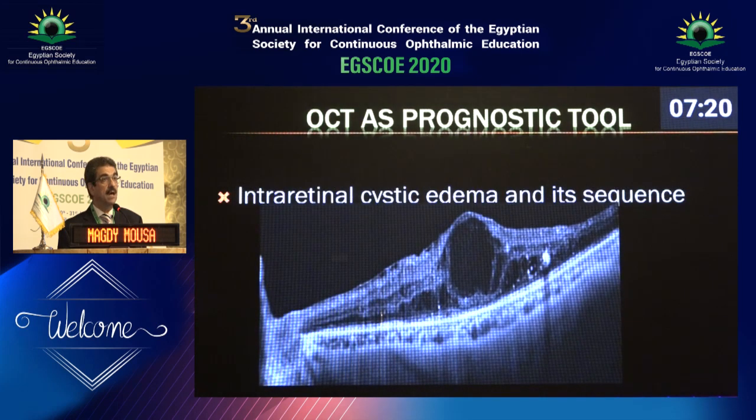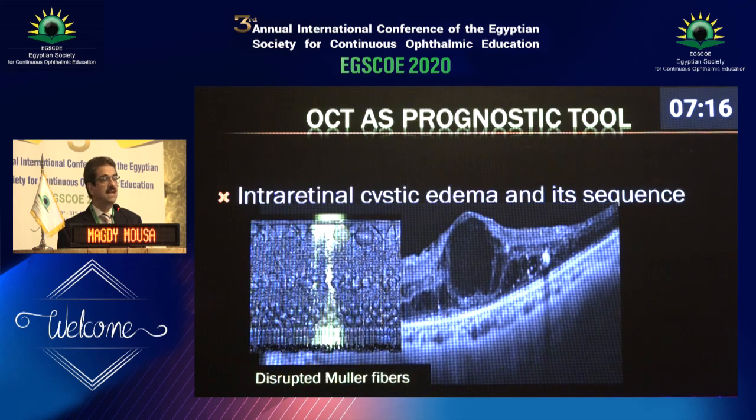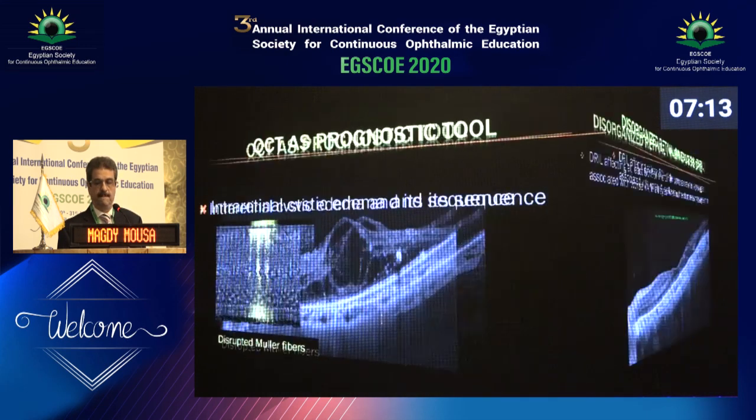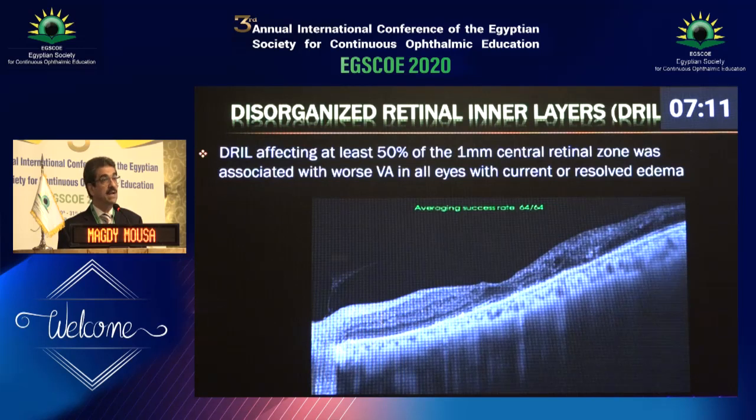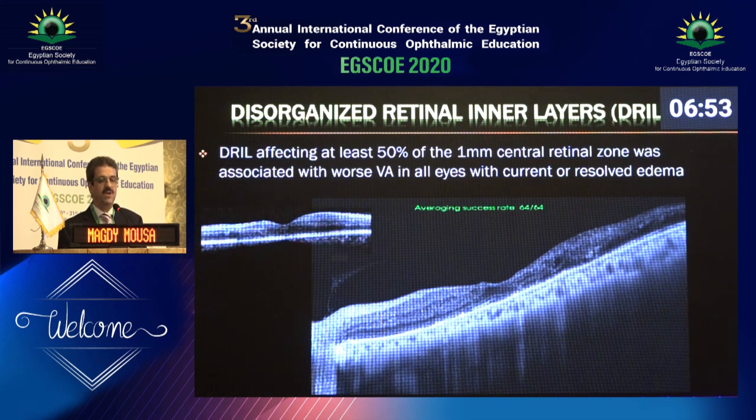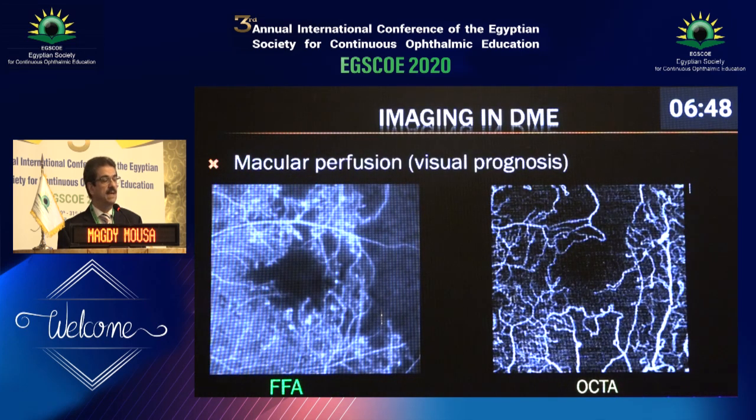How about a large cyst with disrupted Müller fibers, another bad prognostic factor, and this disruption might lead to permanent visual loss. What is the drill? Disorganization of the inner retinal layers, and it's mostly due to ischemia of the deep capillary plexus. On the left side, we can differentiate the retinal layers. On the right side, there is no differentiation. I cannot differentiate the retinal nerve fiber layer from the ganglion cell layer, from the inner plexiform, from the inner nuclear layer. So this is another bad prognostic factor, and we have to look at this carefully.